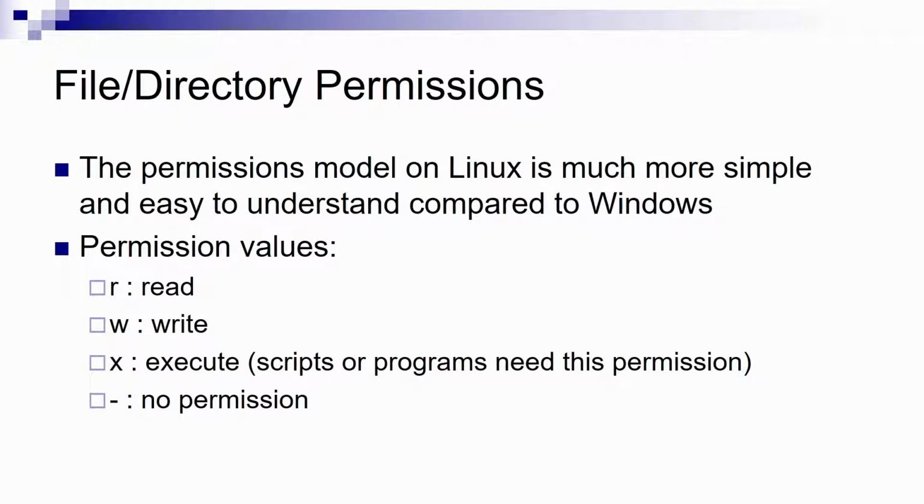File and directory permissions on Linux. First, I want to mention that, at least for me, I feel that the permissions model on Linux is much more simple and easier to understand compared to Windows. On Linux, you have the following permission values. You can have read, which is represented by the letter R, write, which is represented by W, and execute, which is represented by X, and execute is used for scripts and programs. In case you don't want to set a permission, you will use the minus sign.